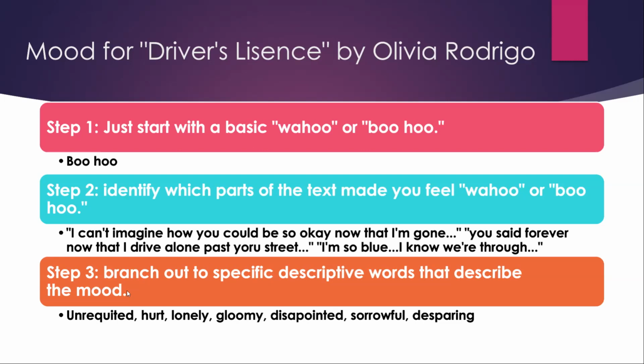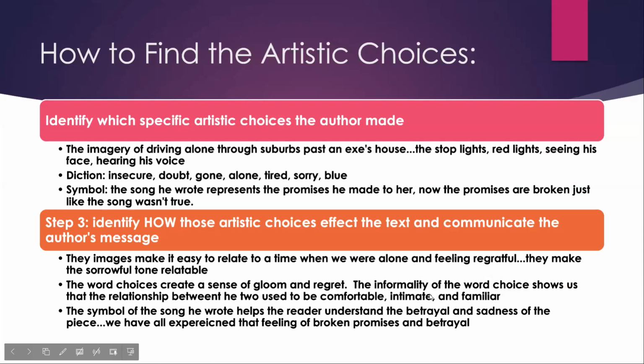Now that I've identified where in the text is making me feel that boohoo, I'm going to find some specific descriptive words that describe that mood. So unrequited, like the idea of loving someone that they don't love you back, hurt, lonely, gloomy, disappointed, sorrowful, despairing. These are the words that I chose to describe that mood.